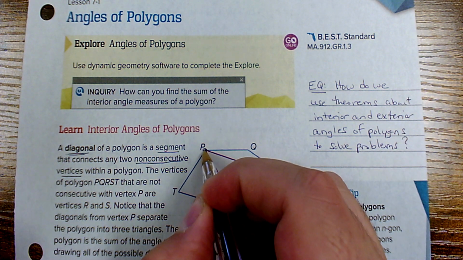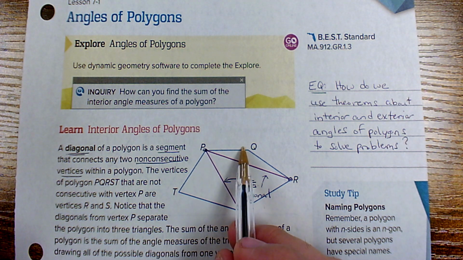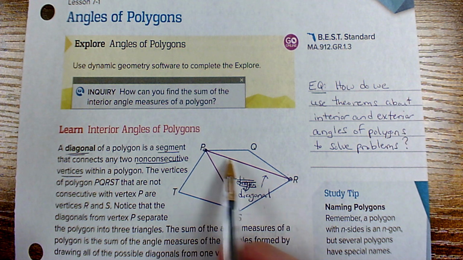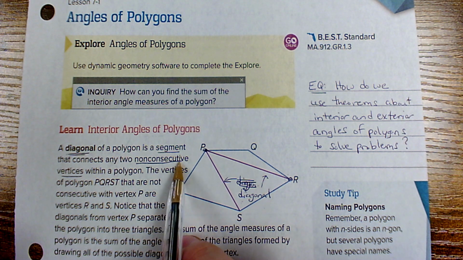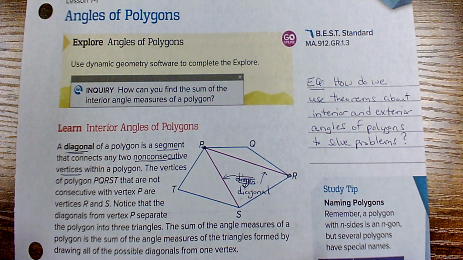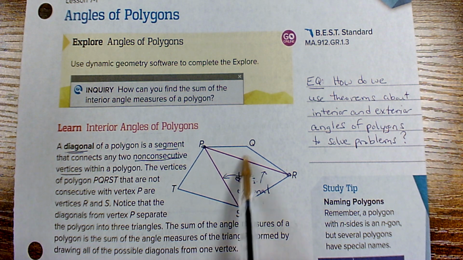Notice it goes from one vertex to another, but they're not next to each other, so it wouldn't be connected to PQ. It would only be connected to, like, PR or PS. Those are the ones that are non-consecutive. That's what it means by non-consecutive. And notice that the diagonals separate the polygon into triangles. In this case, into 3 triangles.